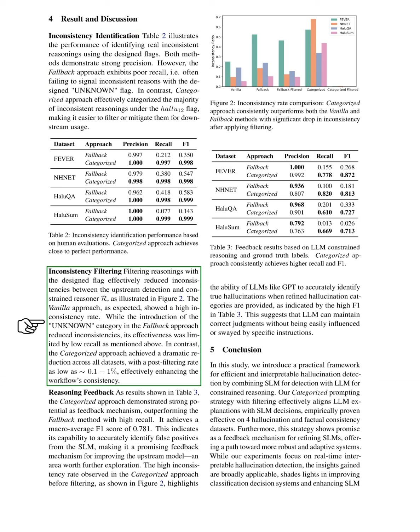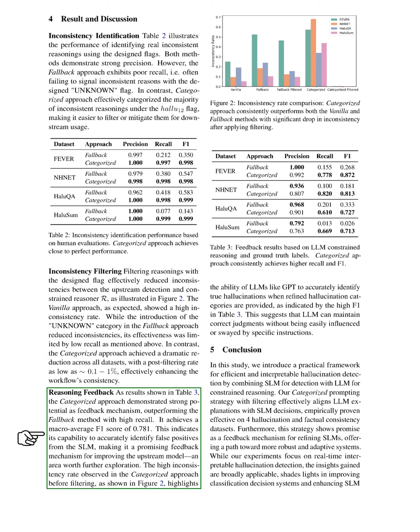When filtering reasonings with our designed flags, we effectively reduced inconsistencies between the upstream detection and our reasoning model. As expected, the vanilla approach had a high inconsistency rate. The fallback approach reduced inconsistencies but was limited by its low recall. The categorized approach, however, achieved a significant reduction across all datasets, with post-filtering rates as low as 0.1 to 1%, greatly improving workflow consistency.